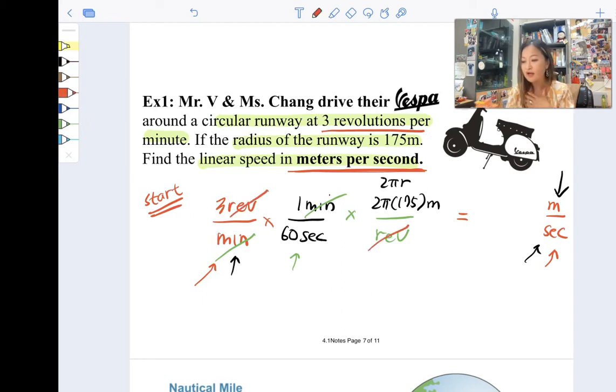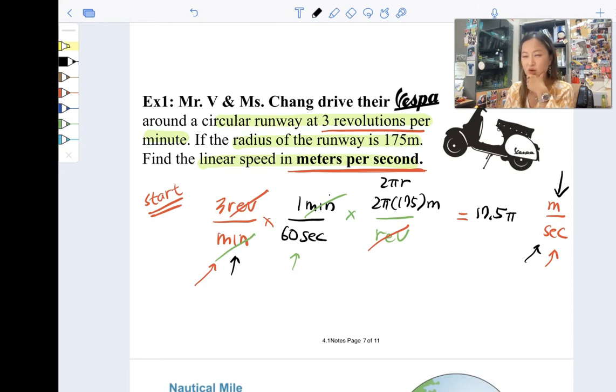Revolution, revolution. What are we left with? All that to multiply on top, which becomes meters, and all that to multiply in the denominator, which becomes a second. And here's my final answer, ladies and gentlemen. I got 17.5 pi meters per second. That's how much we're traveling. That's how fast we're traveling. That's how much distance we're covering every second.